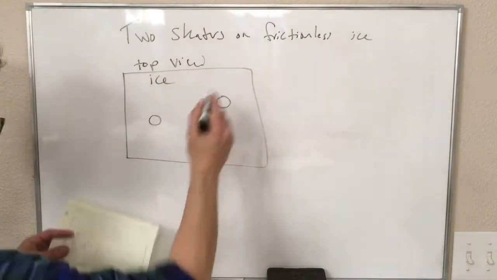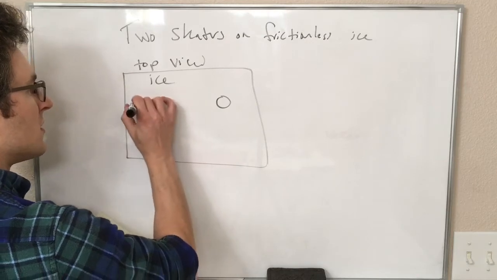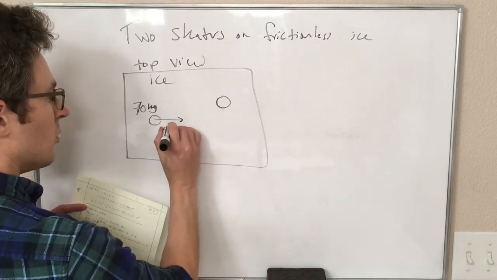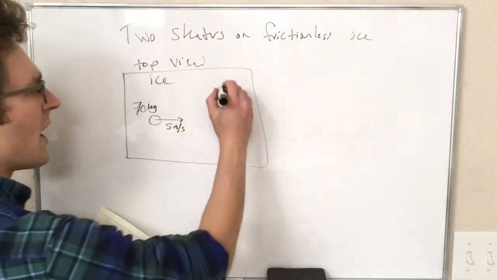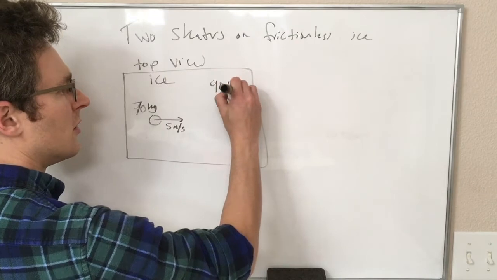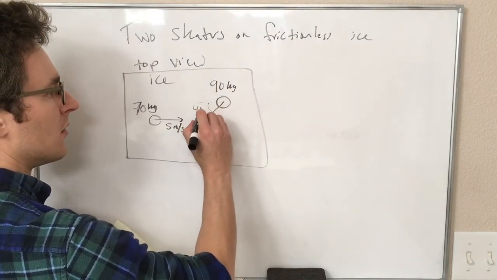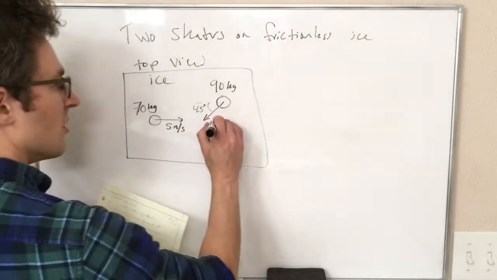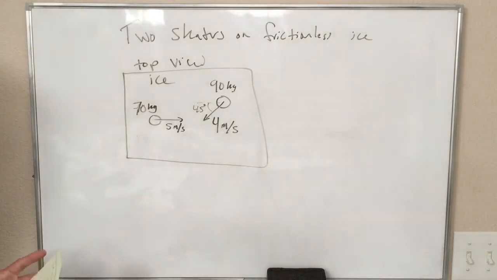So this area is the ice. We have a 70 kilogram skater moving to the right with a velocity of 5 meters per second. And we have a 90 kilogram skater moving down and to the left at a 45-degree angle with a velocity of 4 meters per second. So this is the setup.